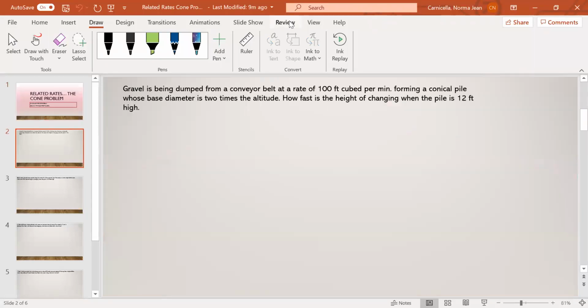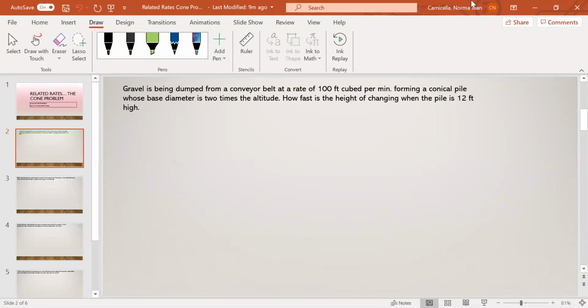Okay, so the first problem is gravel is being dumped from a conveyor belt at a rate of 200 feet cubed per minute, forming a conical pile whose base diameter is 2 times the altitude. How fast is the height changing when the pile is 12 foot high?